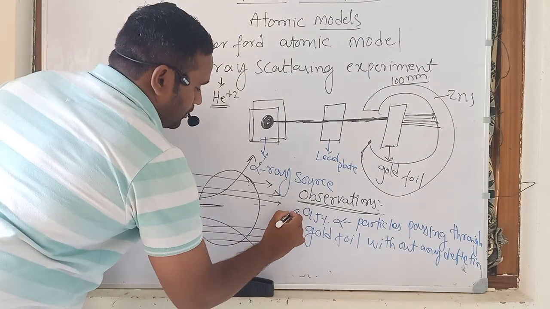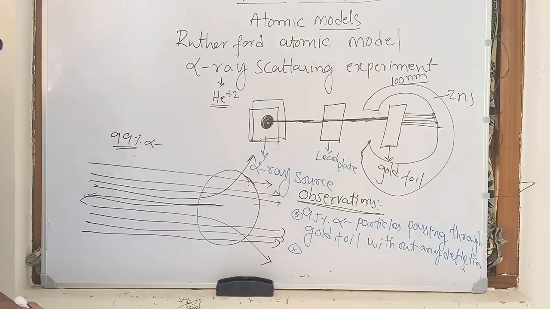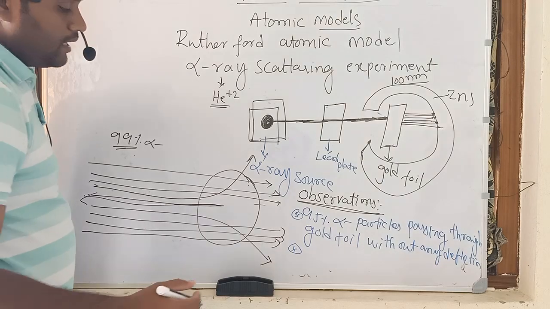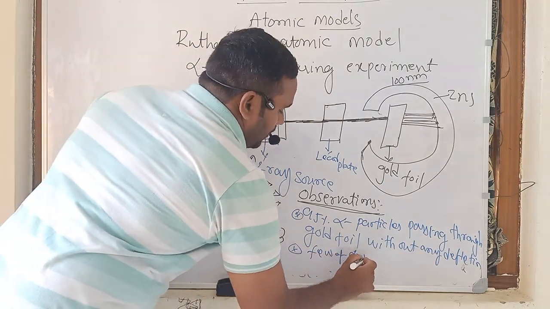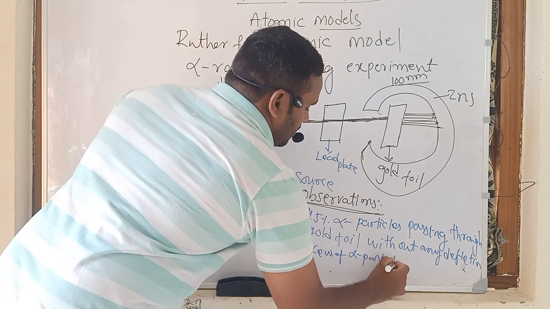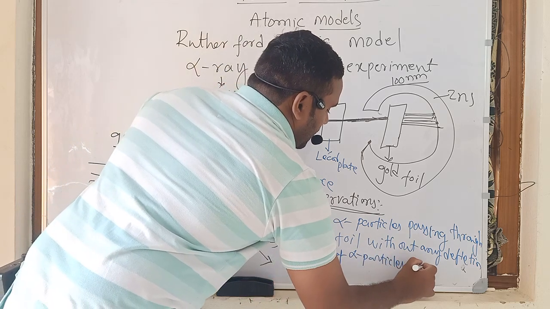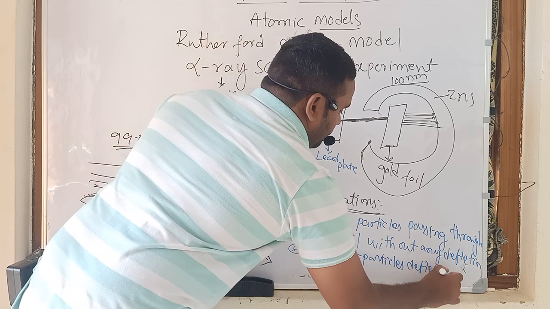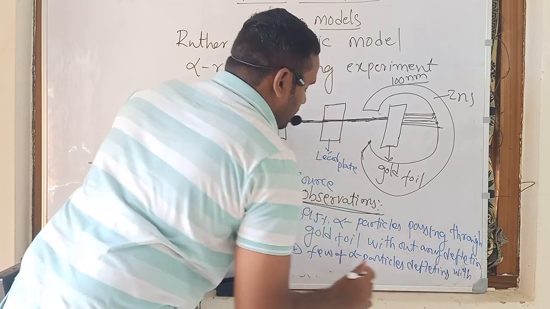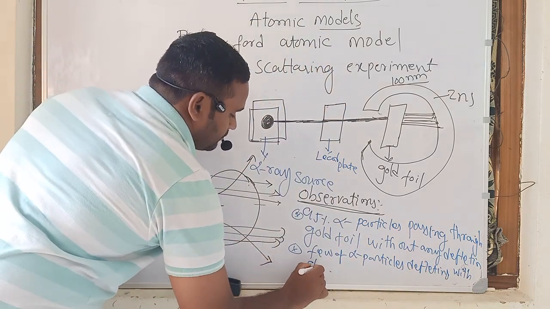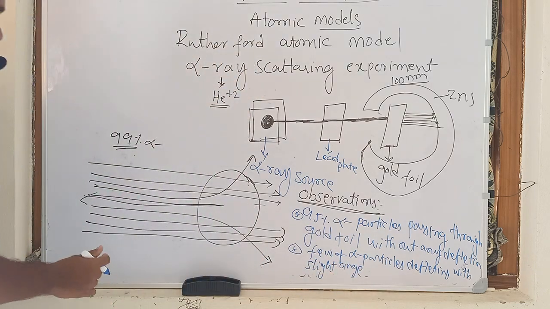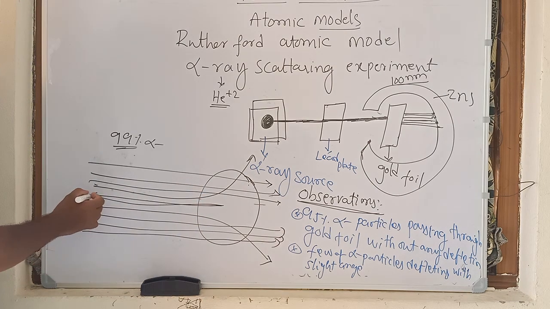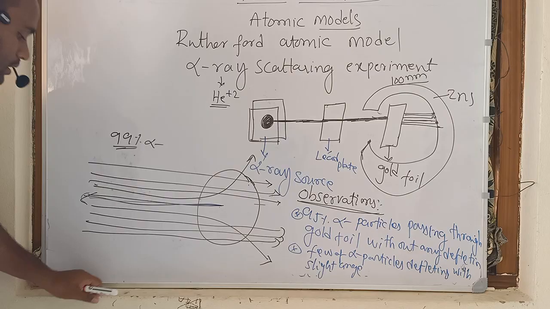Next, a few of the alpha particles are deflecting with a slight angle, and 1 in 20,000 alpha particles is exactly bouncing back.